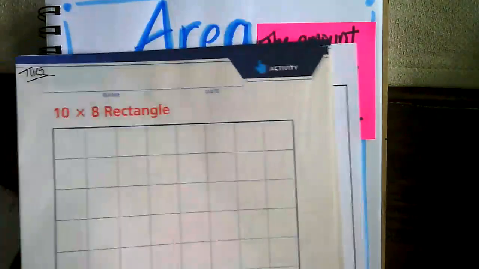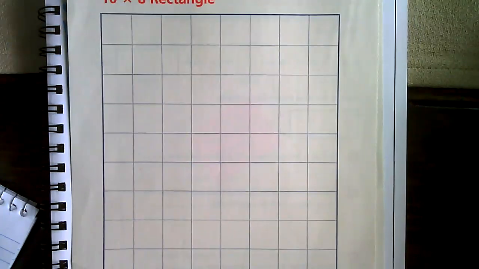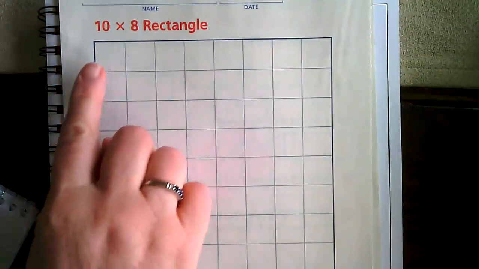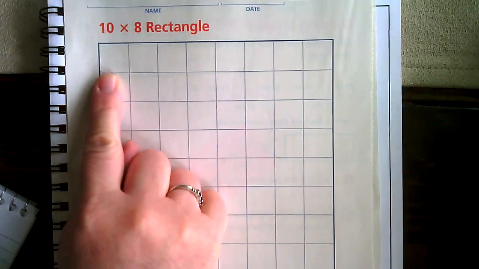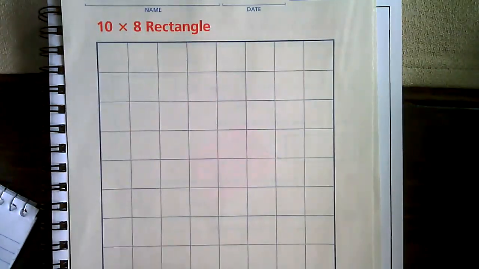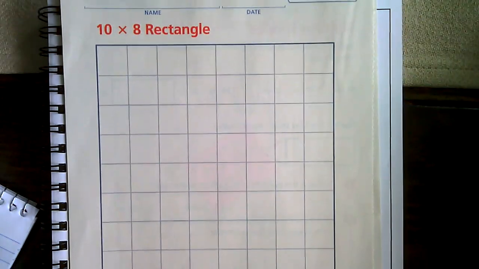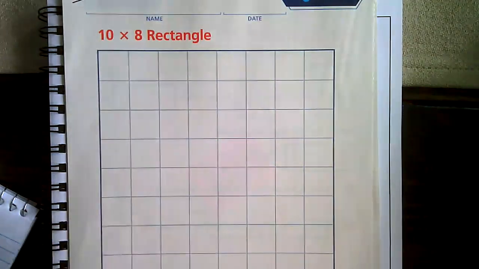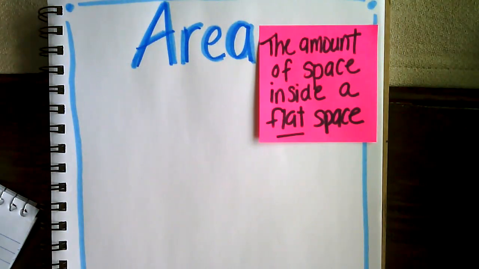Now, looking back at our rectangle, we want to measure the area inside this. And if you look at this, you're probably thinking how this reminds you of an array from earlier in the year. And you're thinking, if this is a 10 by 8 rectangle, there are 80 squares in this space. And you'd be right. The measurement of the area of this rectangle is 80 square units. Let's go ahead and try some more.